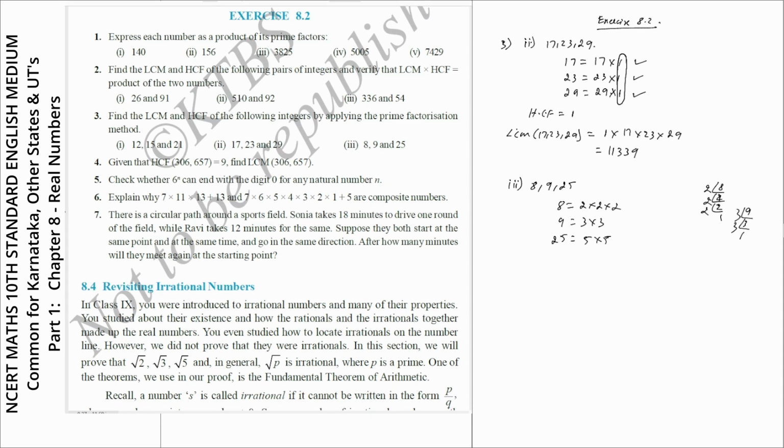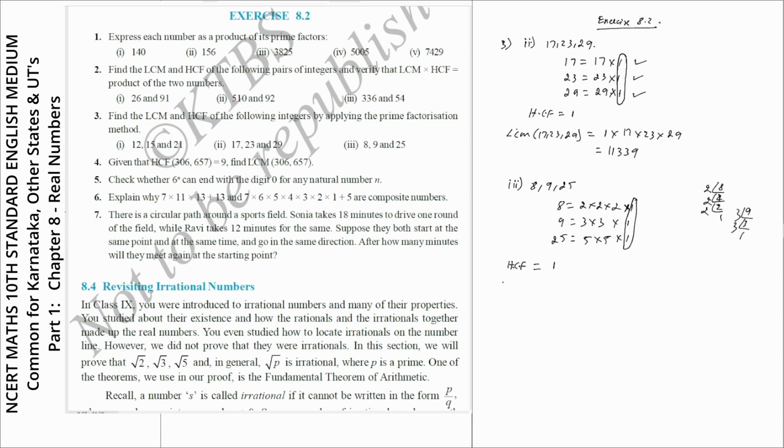So what is the common factor here? Nothing. So 1 is the common factor. Okay, see, 1 is also a factor. 1 is a factor of 8, 1 is a factor of 9, and 1 is a factor of 25 also. Therefore HCF, highest common factor. So among all the factors, which factor is common? 1 is the common one, highest common factor. So highest common factor is 1.